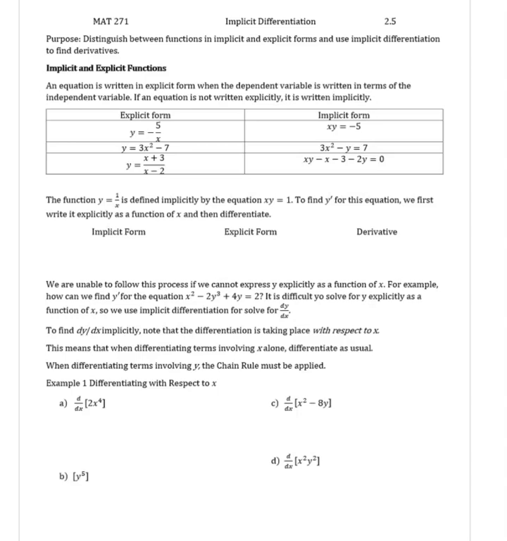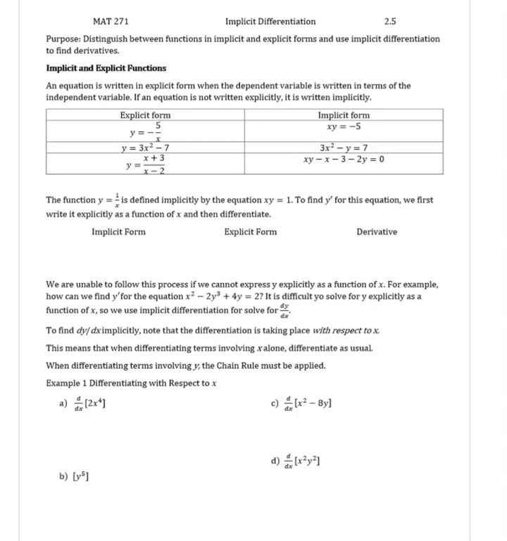In other words, equations are written explicitly when they are particularly solved for y. So these are all solved for y explicitly. These equations over here say the same thing, but they say it in a different way. So for another example right here, the function y is equal to 1 over x could be written implicitly as the equation xy is equal to 1.